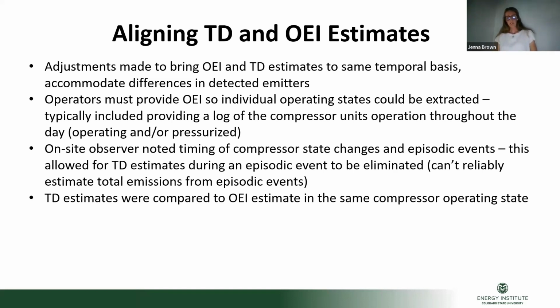So say Bridger flew over, there were 4 compressors operating, and then CCOPS measured, and there was one. So those aren't 2 comparable estimates. So we asked the operators to provide an OEI so that individual operating states could be extracted. Typically that included providing us with a pressure log of these compressors. We also had an on-site observer out there for each day of measurement, and they noted the timing of any compressor state changes and any episodic events.